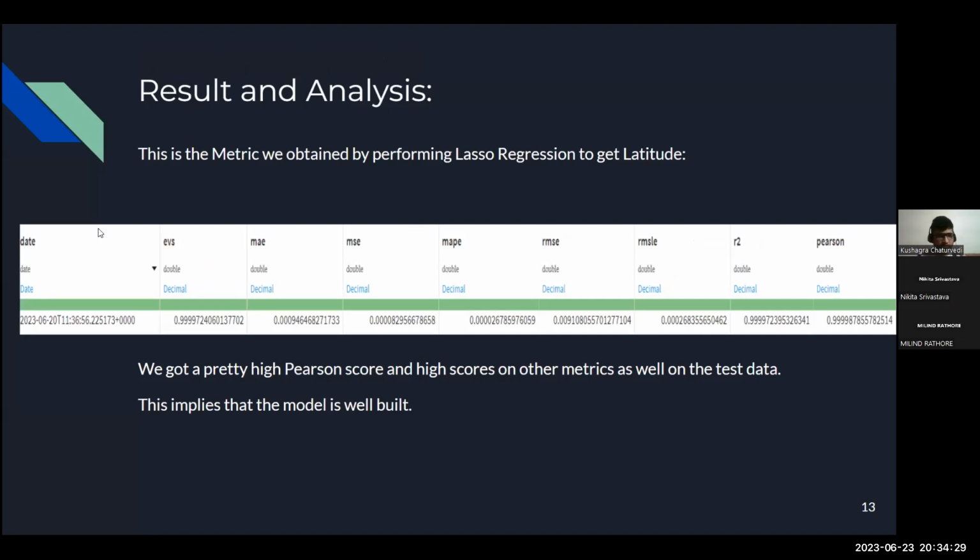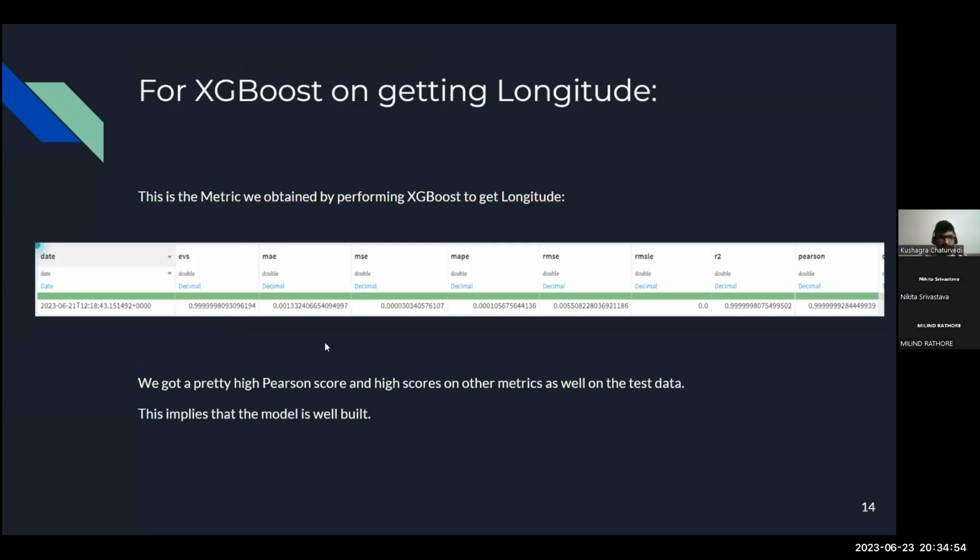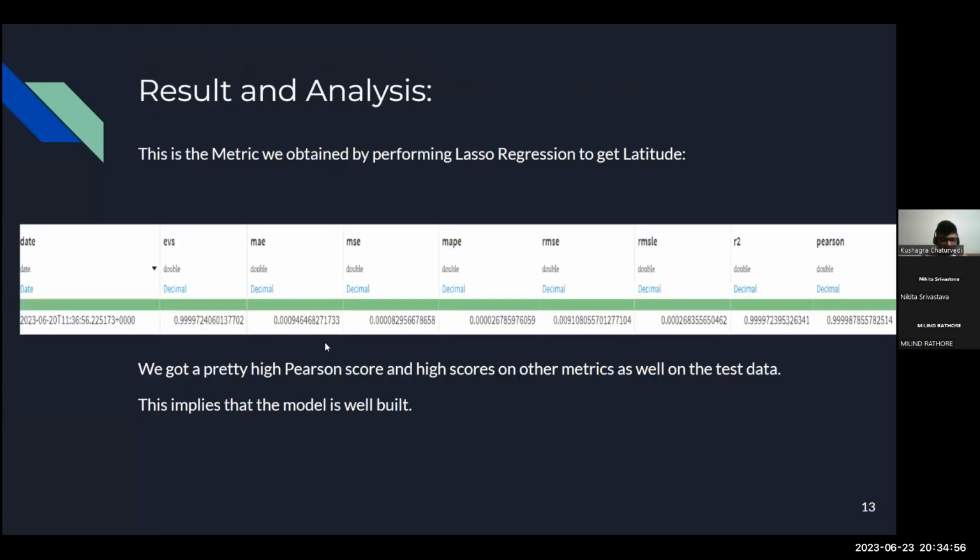So this is the metric that we obtained after performing the lasso regression to get the latitude here. So you can see here that the correlation coefficient is also quite high, and the efficiency is nearly 99%. So as you all know, we have a mean absolute error quite low, and efficiency is quite high. So this model is quite well built here, at least for getting the latitude.